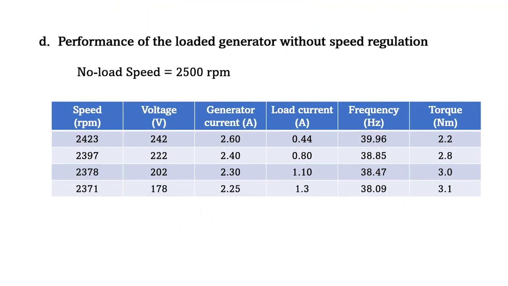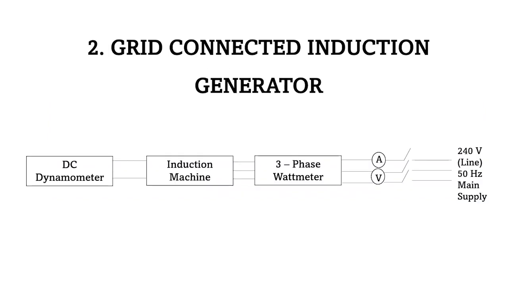Likewise, we continue the procedure by keeping the capacitance constant and measuring the speed, voltage, currents, frequency, and torque of the machine at different loads. Use these values when doing the calculation. Next, we'll look at the grid-connected induction generator.